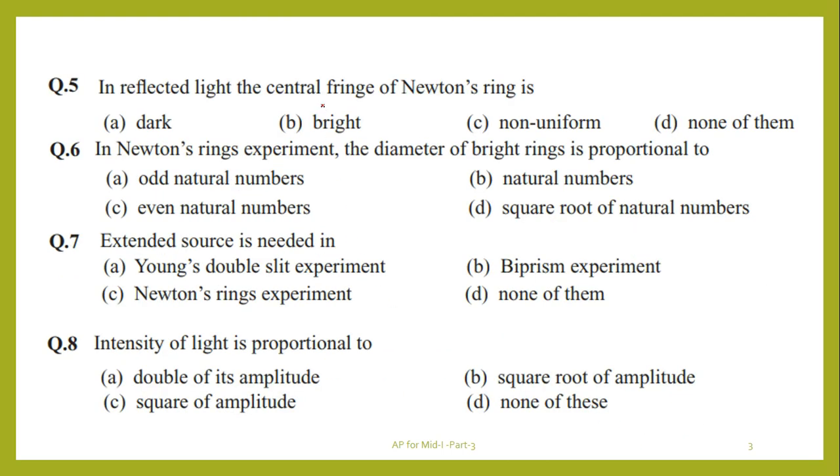Now in reflected light, the central fringe of Newton rings. So in the Newton rings experiment, the central fringe will always be dark. In a Newton's ring experiment, the diameter of the bright rings is proportional to the square root of the natural numbers. The extended source is used in Newton's rings experiment only. Then intensity of a light is proportional to the square of the amplitude. So I is directly proportional to k square.